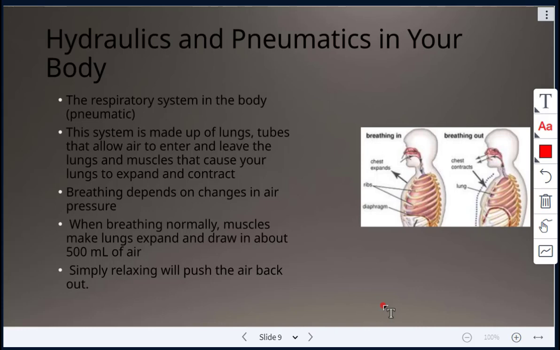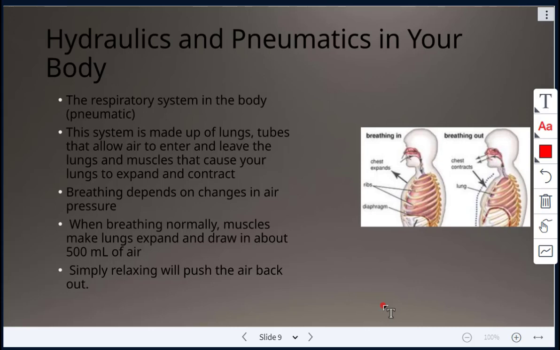Hydraulics and pneumatics are also present in our bodies. Our respiratory system in the body, that's a pneumatic system. It's made up of lungs and tubes that allow the air to enter and leave the lungs. There are also muscles that cause our lungs to expand and contract. So when we breathe, it depends on changes in air pressure.